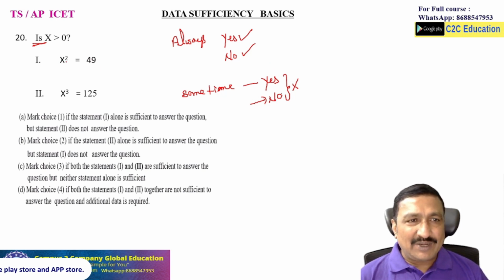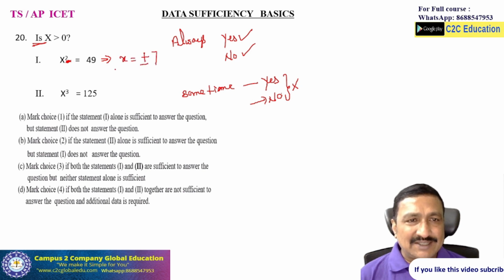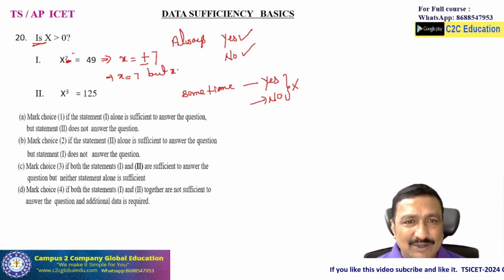So according to the first statement, x square is equal to 49. If you are a BSc student, we can find this value directly. If you are a non-math student, you may make some mistake because it is an even power. Whenever it is an even power, there will be two values. So x is equal to plus or minus 7. When you take x equal to plus 7, it is greater than 0. But if you take x equal to minus 7, it is less than 0.